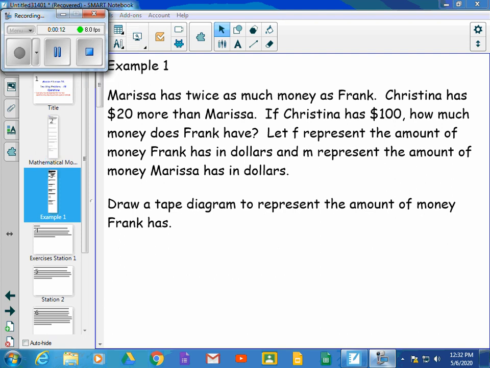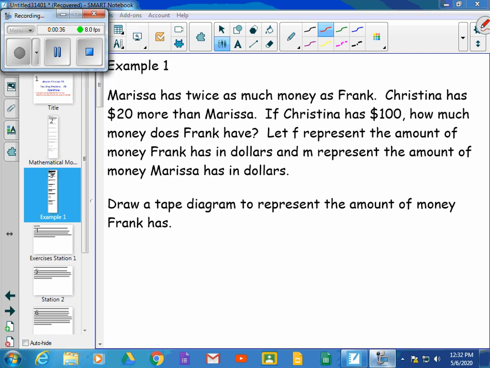It tells us that Marissa has twice as much money as Frank. Christina has $20 more than Marissa. If Christina has $100, how much money does Frank have? Let F represent the amount of money that Frank has in dollars, and M represent the amount of money that Marissa has in dollars.